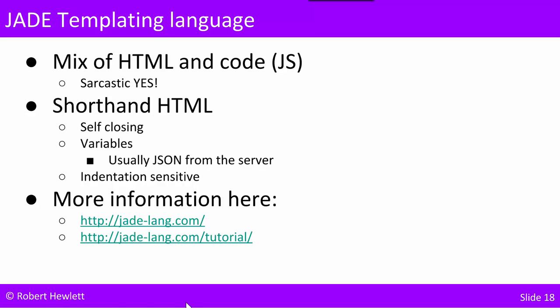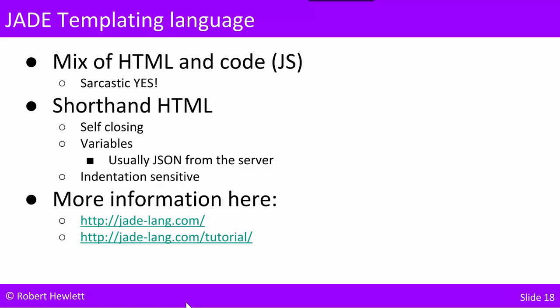But the one thing is that the code is JavaScript. So we can have JavaScript in the back end, we can have JavaScript in the front end, and we can have JavaScript in our mix of HTML and code. And although at first it can be frustrating, it can be effective. But there's a learning curve again. Basically, JADE is shorthand HTML. It's self-closing HTML, and it does the closing via your indentation. So you have to be very careful when you're doing JADE to get the indentation right. You can have variables. You can deal with JSON, which is JavaScript objects, from the server.